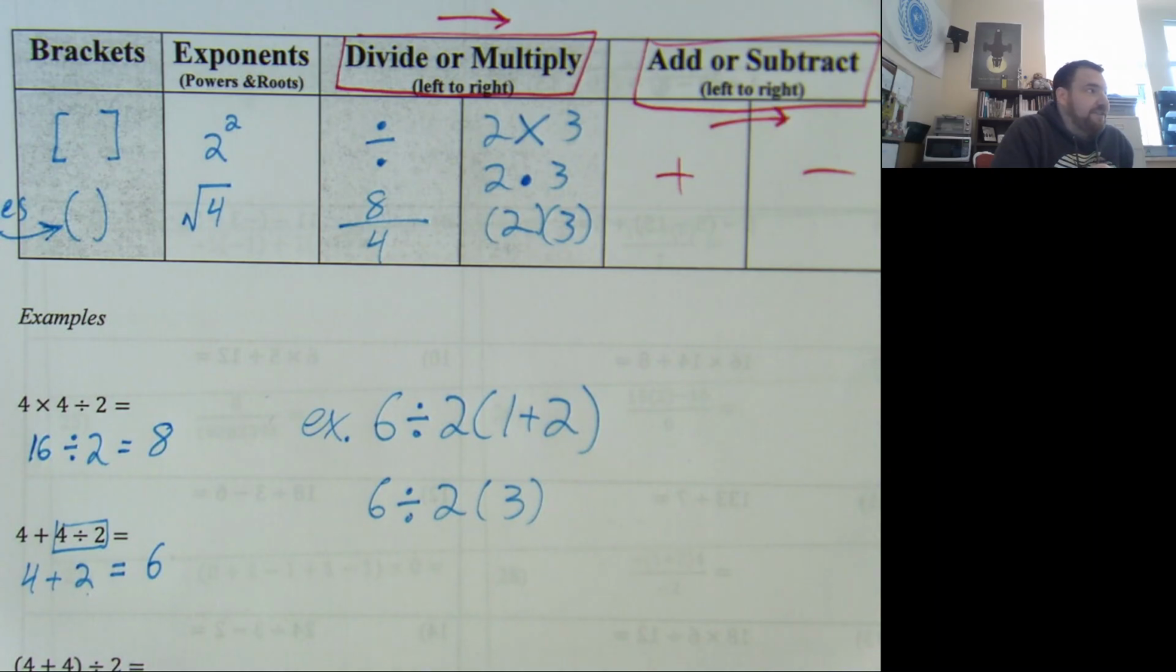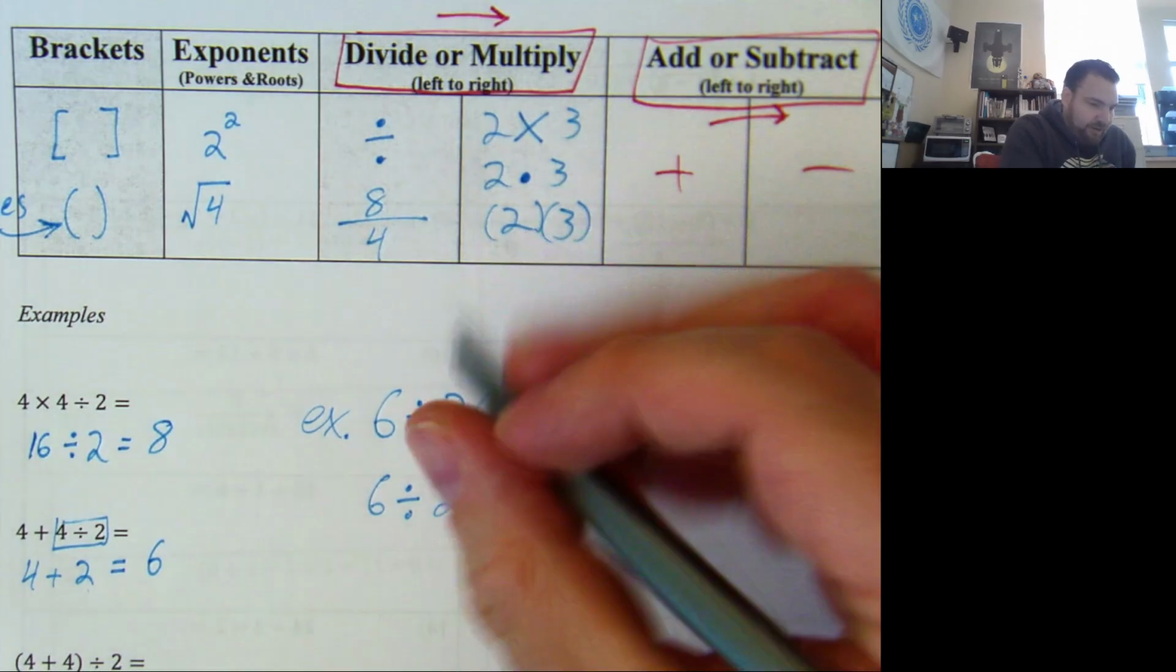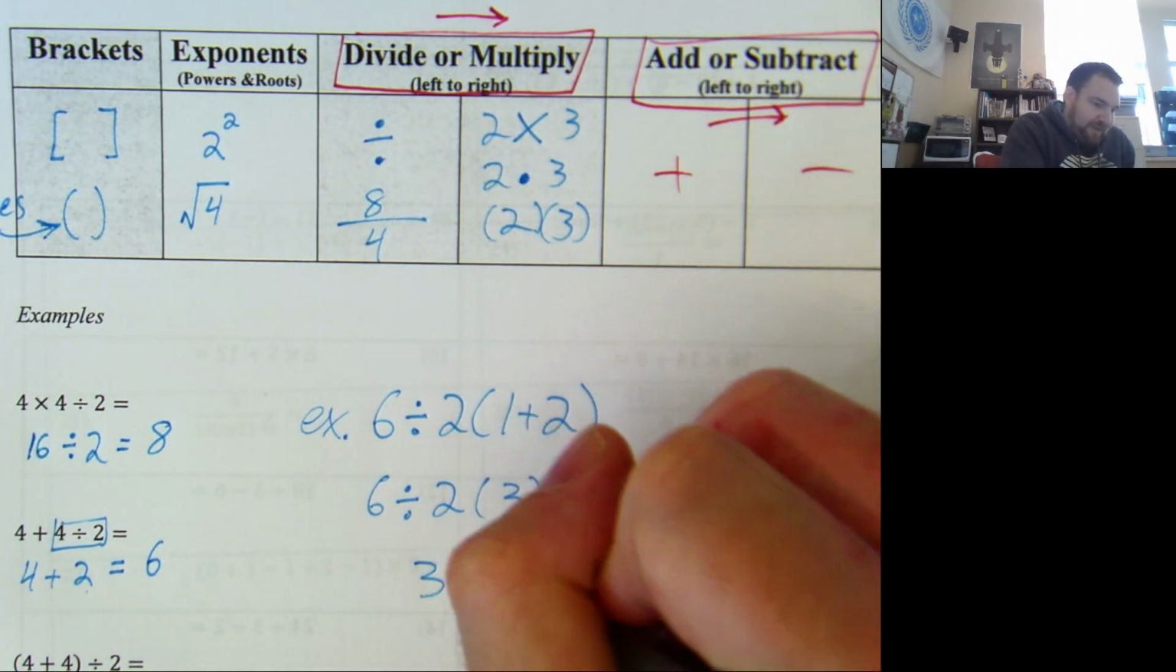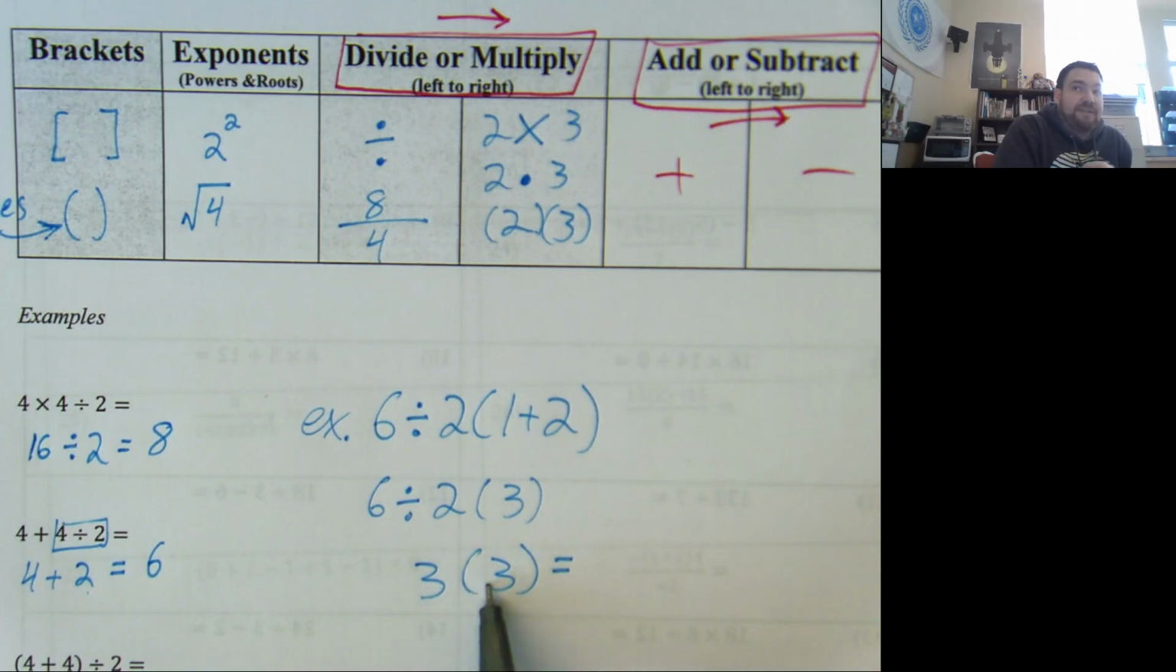Now, all we have left is division and multiplication. But we need to go left to right, because if we don't, we're actually going to get a different answer here. If we do it properly, what comes next? The 6 divided by 2 comes next. So 6 divided by 2 is 3. We haven't done anything with this 3 yet. And then the last step is to actually multiply these two things together. 3 times 3 is? Sorry? 3 times 3 is? 9.